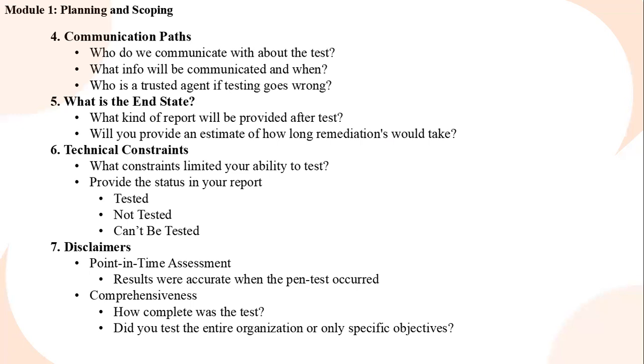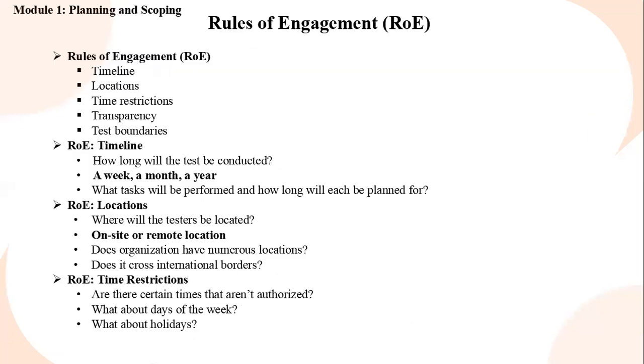Comprehensiveness. So how complete was the test? Did your test cover the entire organization or only specific objectives? Of course, it's going to be specific objectives, except the client wants at the planning stage for you to test a whole lot of things. Rules of engagement. So you have timeline, location, time restriction, transparency, test borders, test boundaries.